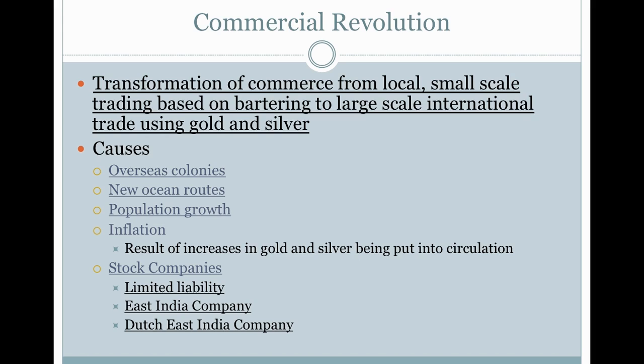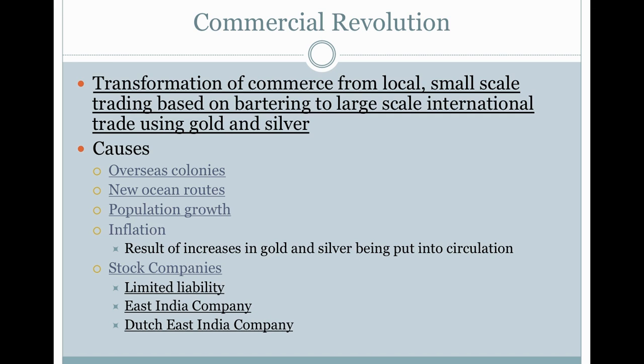So what's causing this commercial revolution? Well, overseas colonies, like in the Americas for England, and Spain and Portugal, right? Eventually, England's going to expand its colonies to Asia, India. But that's the idea, that you're going to sell your products in the Americas. You're going to sell your products in Asia in return for that gold and silver. You will pull out resources that are necessary for your textile industry, like maybe cotton, or other things. New ocean routes are very important. That's what Columbus is famous for, right? Establishing a new way of traveling.